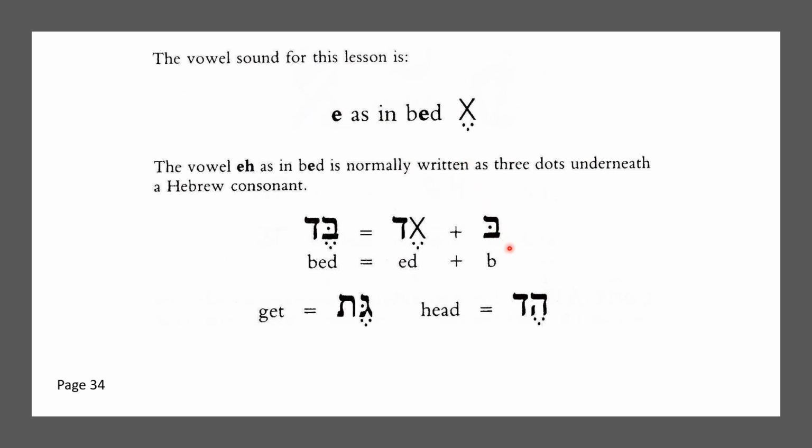So again, you put it together with a consonant, b, d, and you get bed, head, get. So again, the three dots are the sound. Again, if you can remember it as a bunch of eggs at any rate, and go through that. But that's your vowel sound for this lesson.